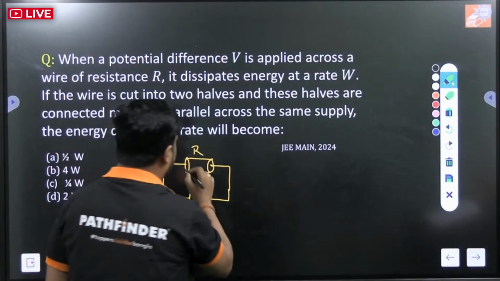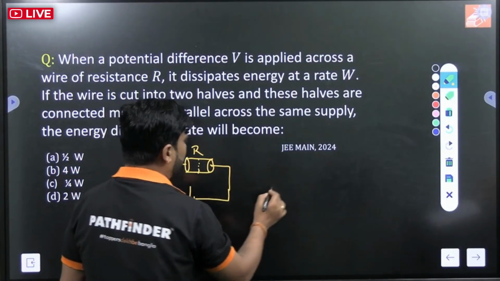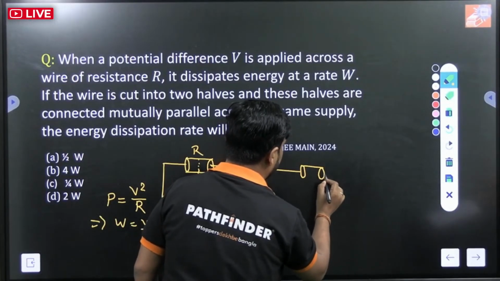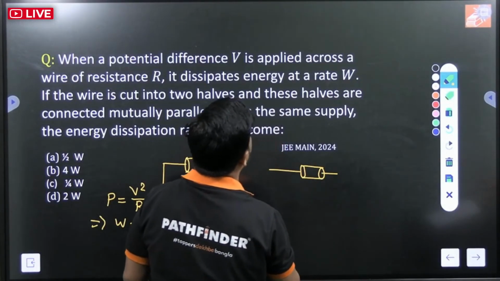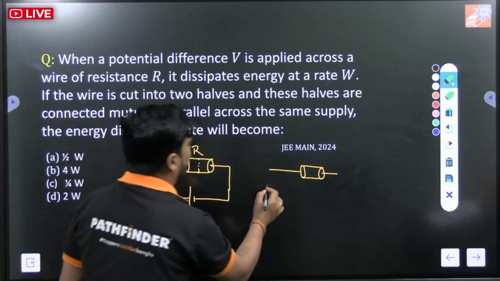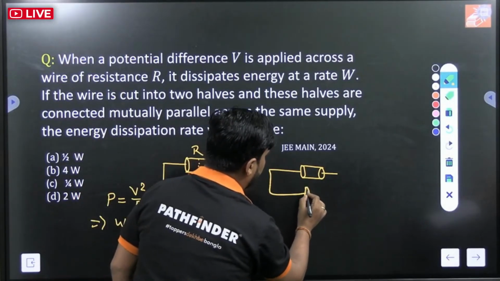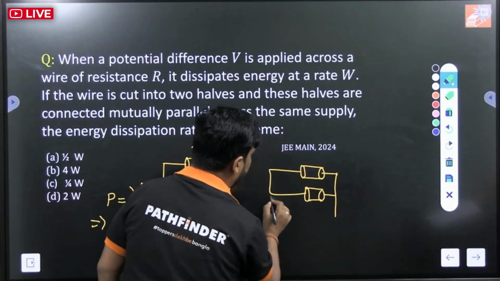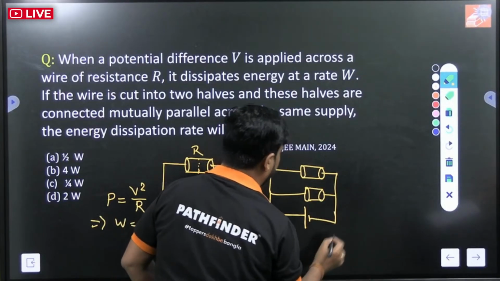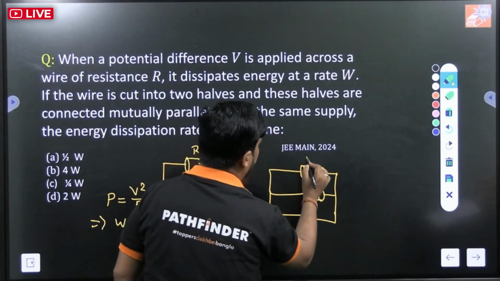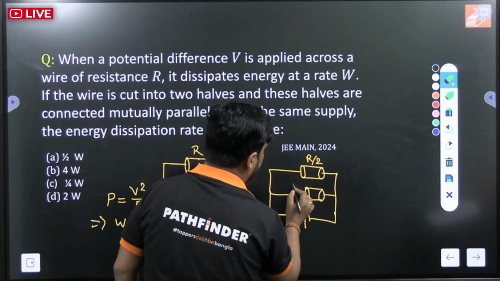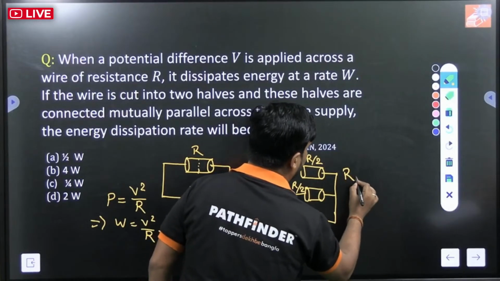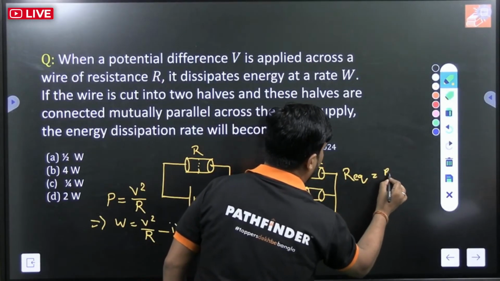Now the same wire is being cut. We are dividing it into two parts. One resistance wire is here and it is being connected parallelly. So connect one here in parallel, okay? Both are resistance wires and they are connected with the same supply V. Now, what will its resistance be? R/2. What will the resistance of this be? R/2. So what is R equivalent in this case? R equivalent in this case will be equal to R/4.